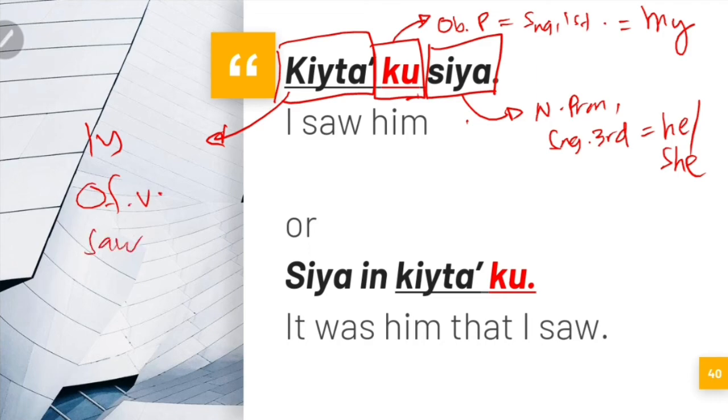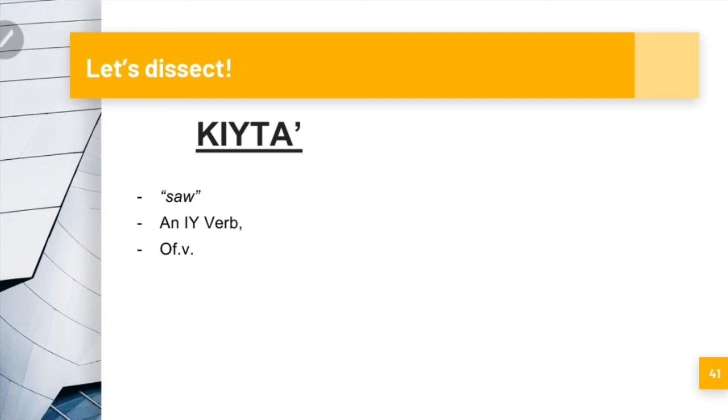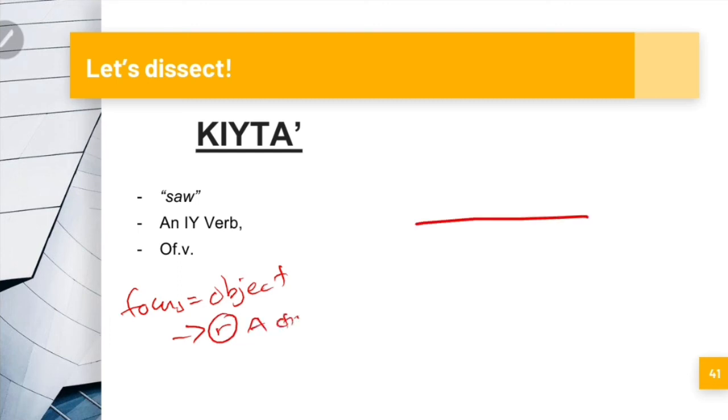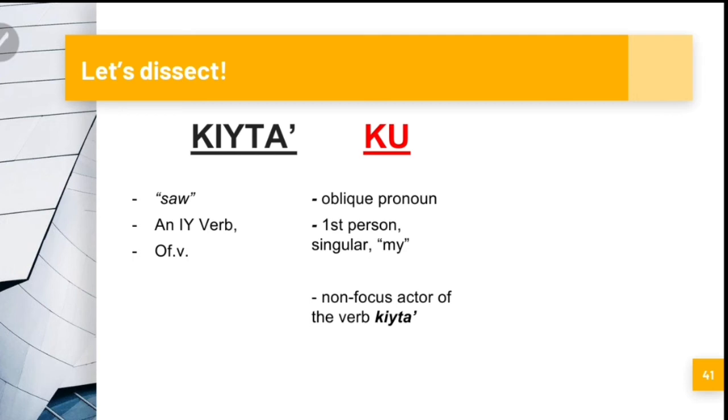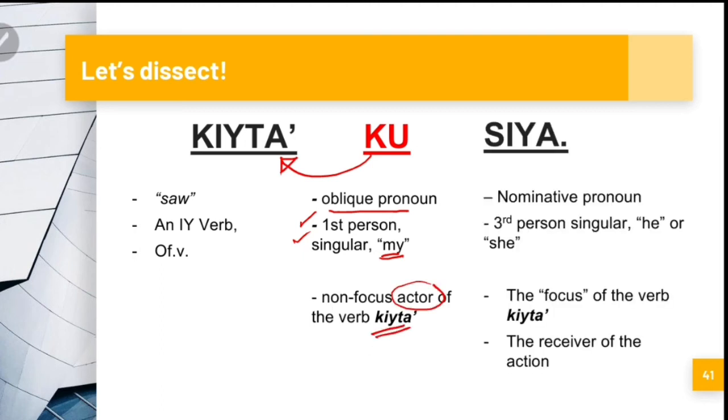So, okay. Now let's dissect. Kita means saw. It is an e-verb, which is an object-focused verb. Therefore, what does it mean? Its focus is the object or the receiver of the action or the verb. Then we have the pronoun ko, which is an oblique pronoun. It's a first person singular, which means my. Because it is an oblique pronoun following an object-focused verb, it is now the non-focus actor of the verb kita. Because we have another here, which is siya, a nominative pronoun.